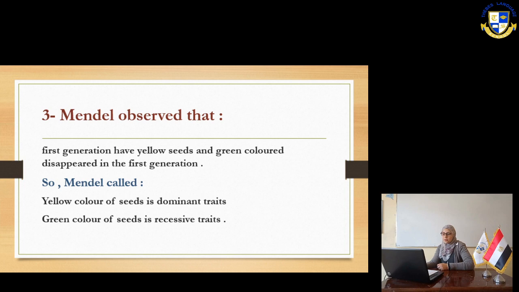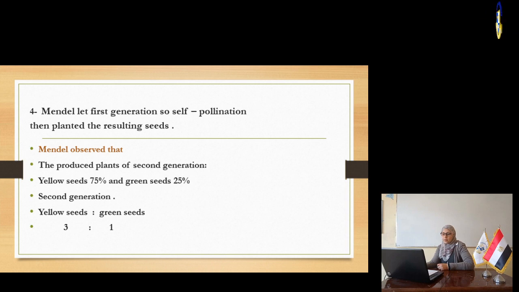Mendel observed that the produced plants of the second generation come in the ratio 75% and 25%. 75% are yellow seeds and 25% are green seeds. So in the second generation, 3 to 1. Yellow seeds 3 and green seeds 1. The principle of the complete dominance.